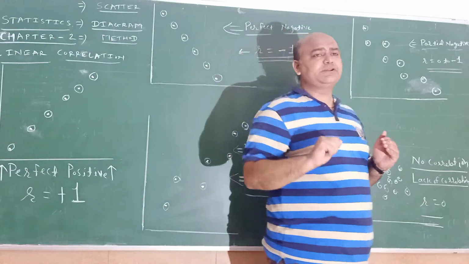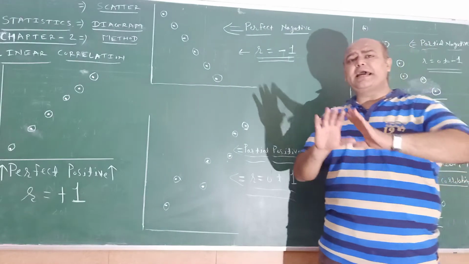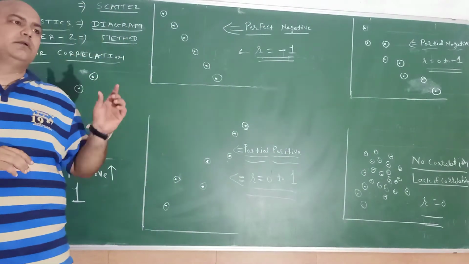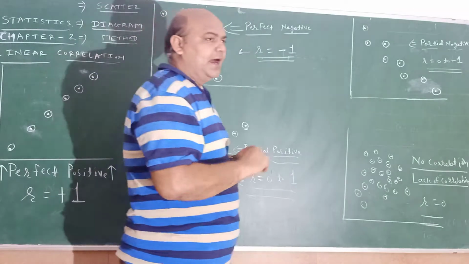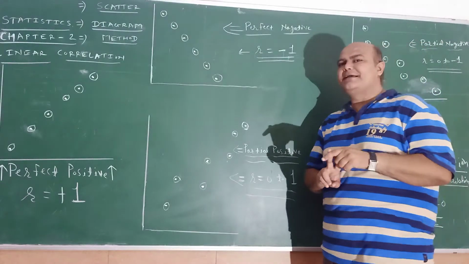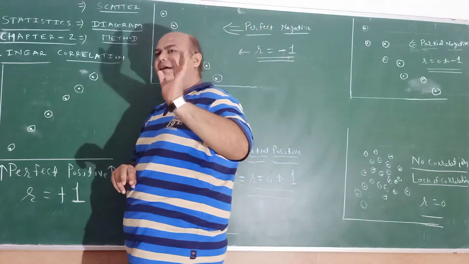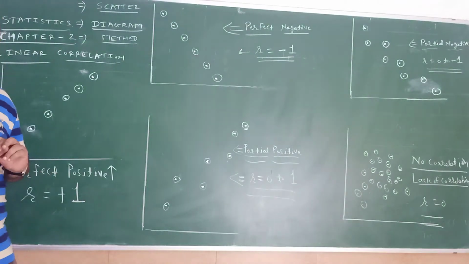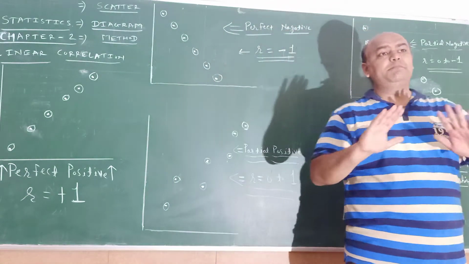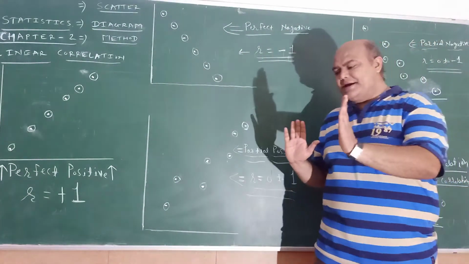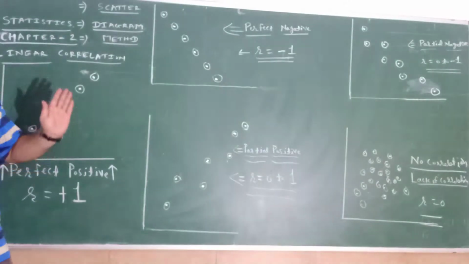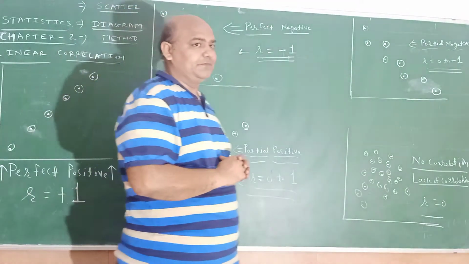In that particular lecture, I also explained to you the types of correlation. There are mainly two types of correlation: positive correlation and negative correlation. Today, I would like to explain these two types briefly. The two main types, positive correlation and negative correlation, are further divided into 5 types of correlation.